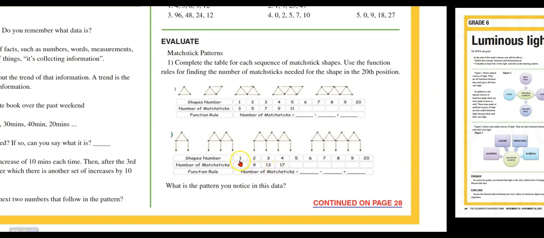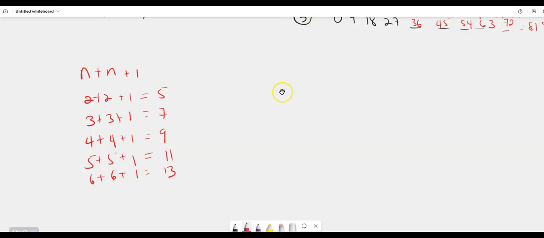What's the rule here? So how did we get from 1 to the 5, from 2 to the 9, from 3 to 13? Let me help you with the rule, and then you're going to work out what's in the 20th position. In this case, it would be 4 times the number plus 1. So 4n plus 1. Let's see if we will get 5, 9, 13, 17. In the case where we have 1, it would be 4 times 1 plus 1. So 4 ones 4, 4 and 1 would give you 5.